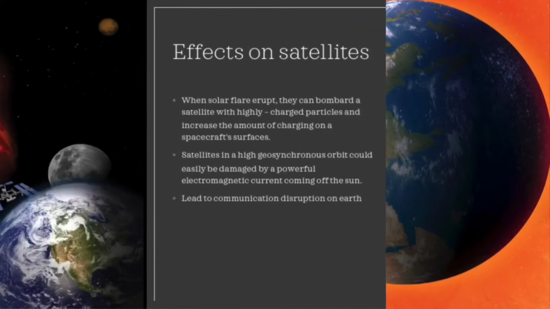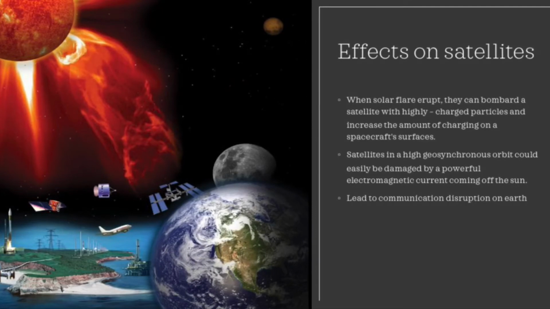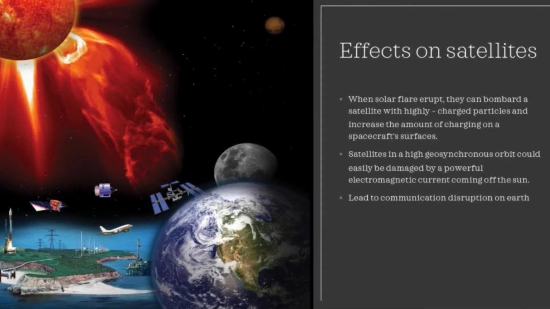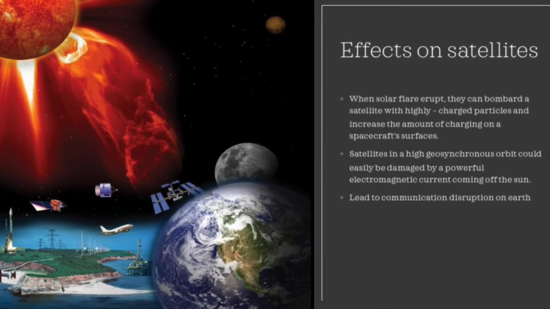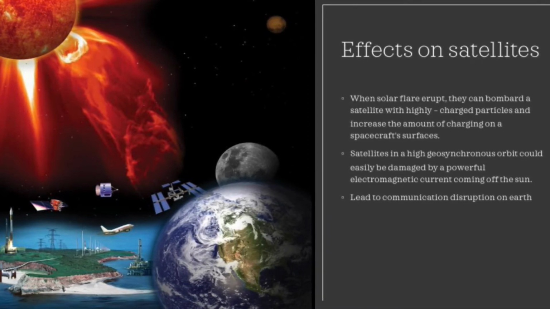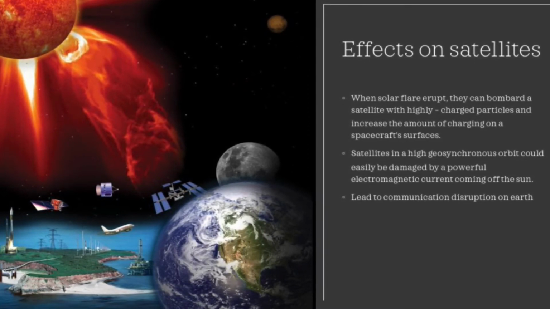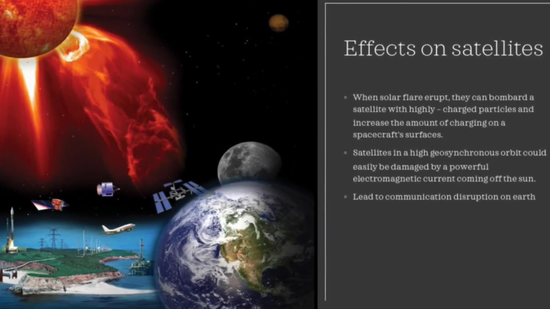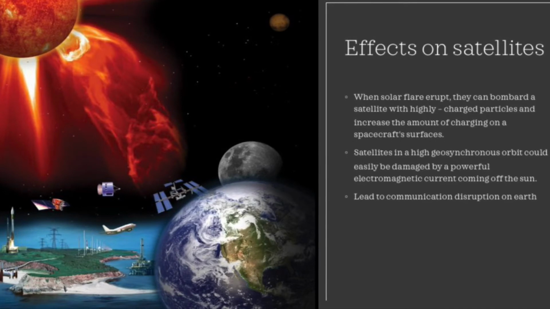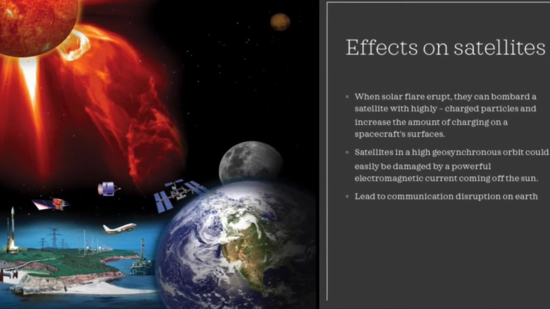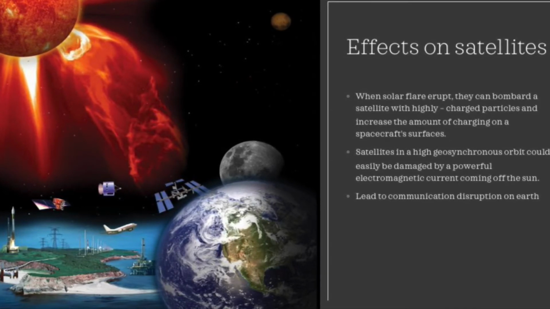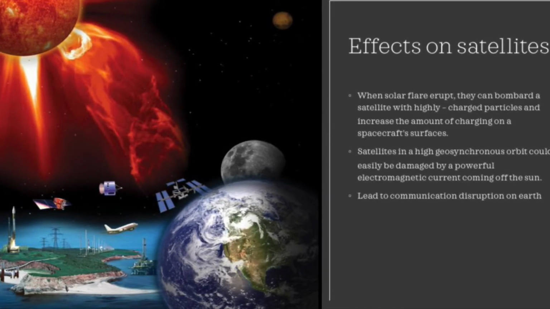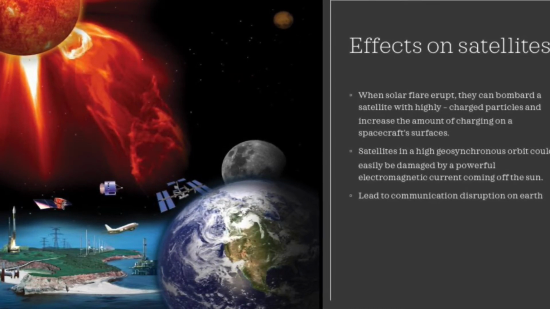Effects on satellites. Modern society relies on satellites for everything, from telephone communications to GPS tracking, and a powerful solar flare could significantly disrupt or even destroy many satellites. Satellites in a high geosynchronous orbit could be easily damaged by a powerful electromagnetic current coming off the sun. Ultraviolet radiation from the flare event could also heat up the Earth's atmosphere, making it expand, which would result in an increased drag on orbiting satellites.